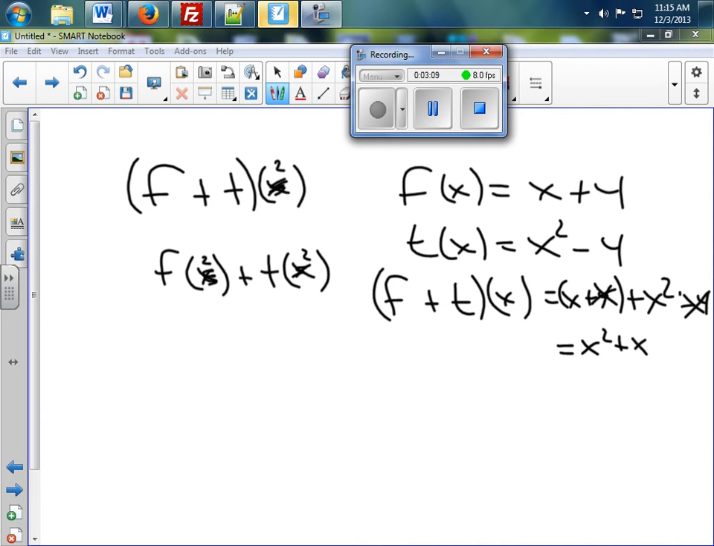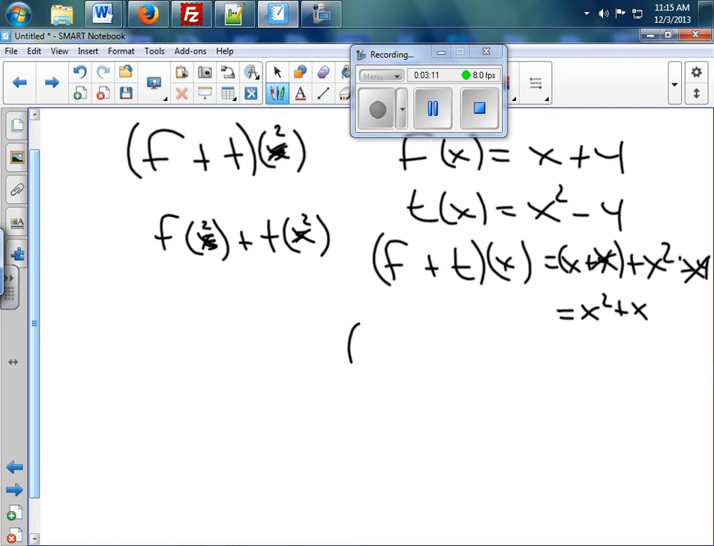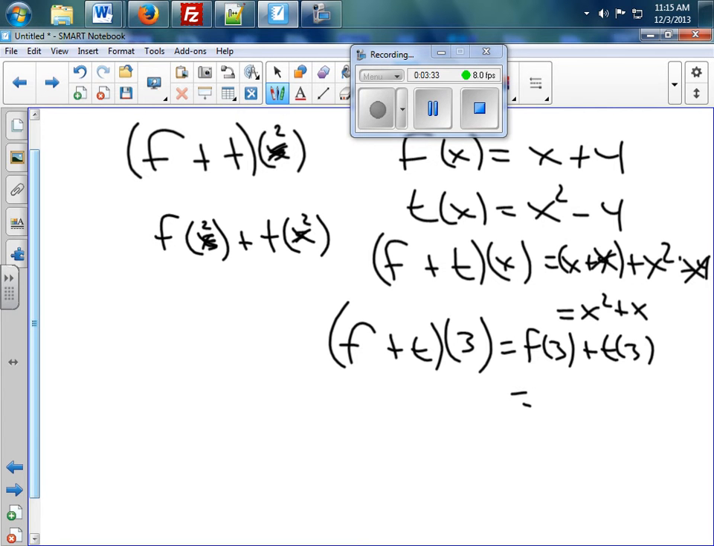Now, if I changed it and I wanted to find, let's make it easy, f plus 2t of 3, I really wouldn't add these together first, then plug a 3 in. I would basically find f of 3 plus t of 3, which would be 7 plus 5, which is 12. That makes sense? Yep. That's the difference of the two.